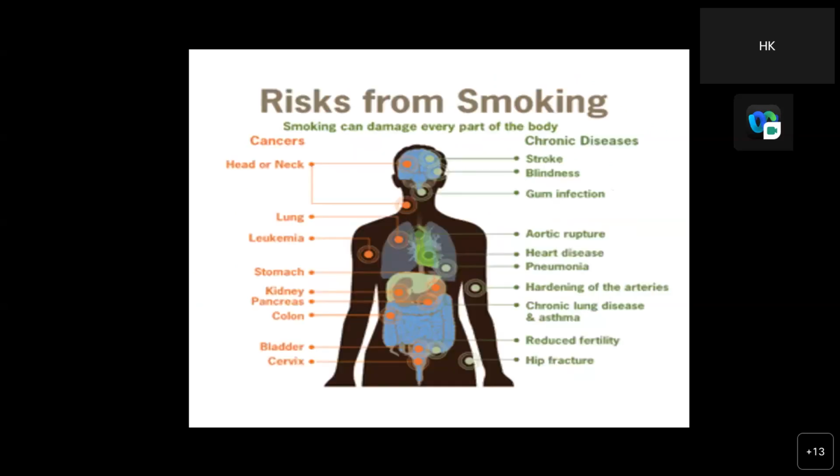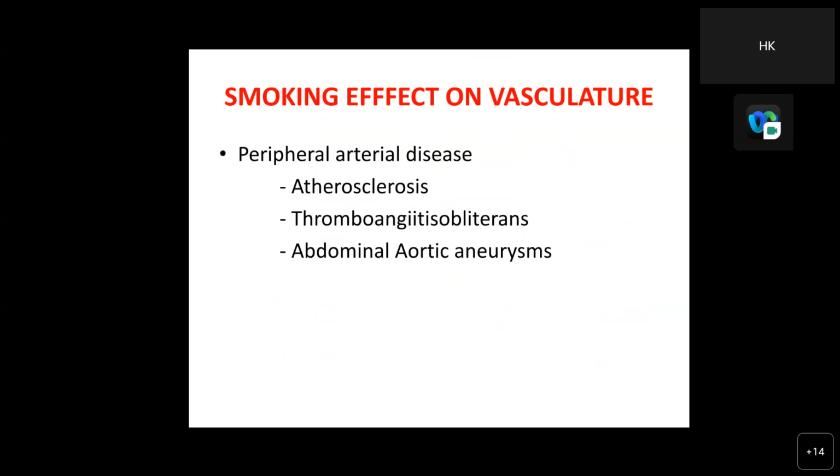As everyone knows, smoking leads to many disorders from head to foot, including malignancies of all the vital organs. Apart from malignancies, it may also cause COPD. It also leads to coronary artery disease and peripheral vascular diseases. The effects of smoking on vasculature mainly lead to peripheral vascular disease, mainly in the form of atherosclerosis, thromboangiitis obliterans, or aneurysms.